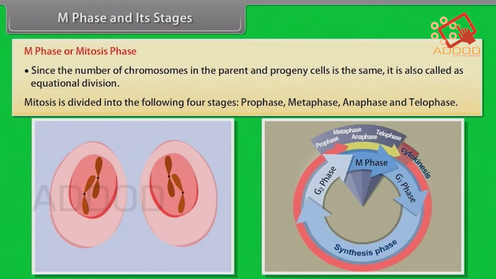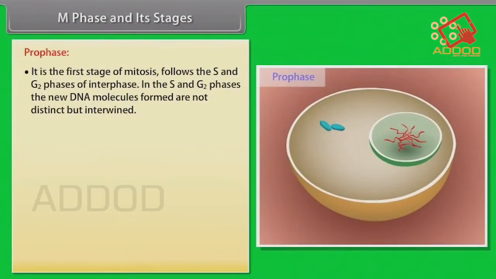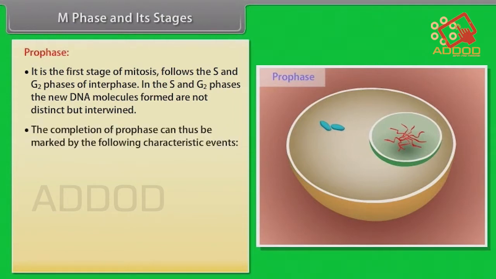First stage of mitosis is prophase. It follows the S and G2 phases of interphase. In the S and G2 phases, the new DNA molecules formed are not distinct but intertwined. The completion of prophase can thus be marked by the following characteristic events.